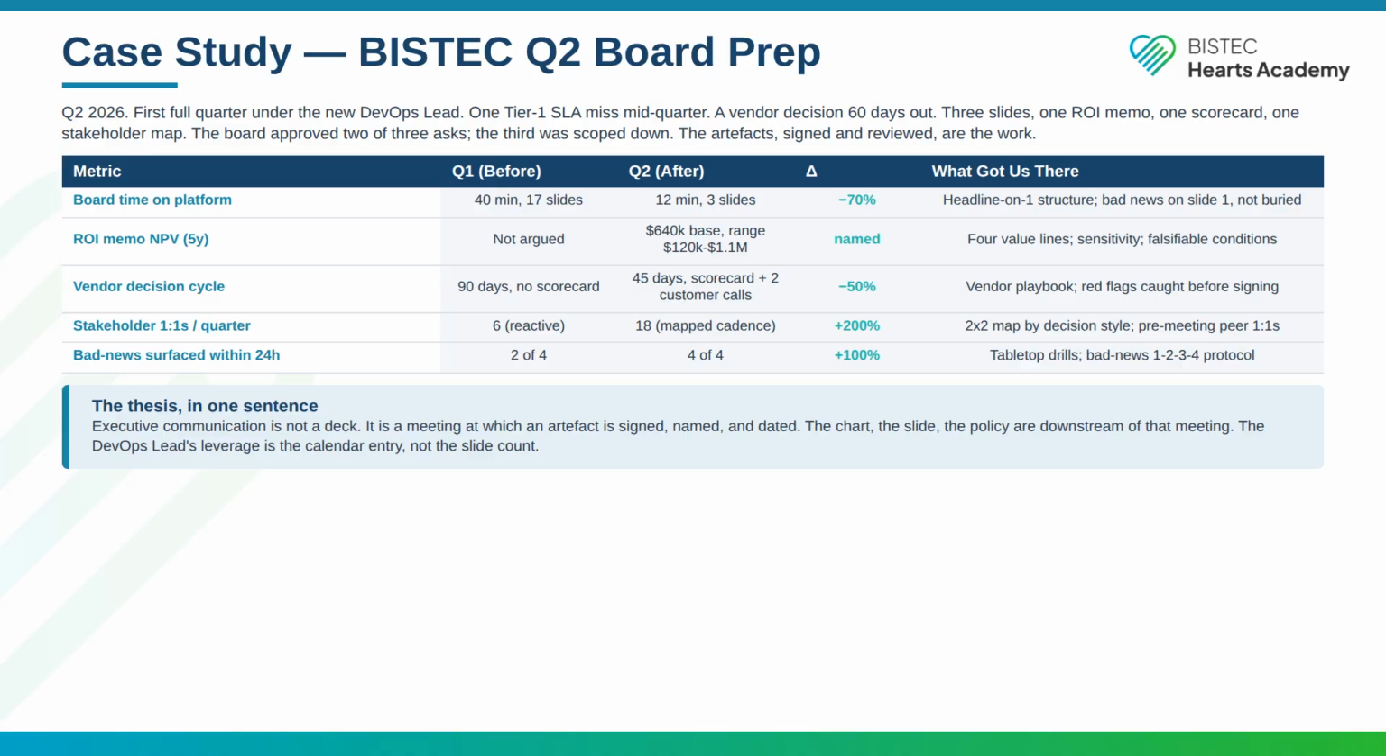Vendor decision cycle dropped from 90 days with no scorecard to 45 days with scorecard and 2 customer calls. The vendor playbook and the red flags caught the discount pressure before signing.